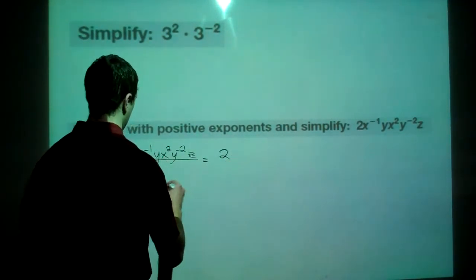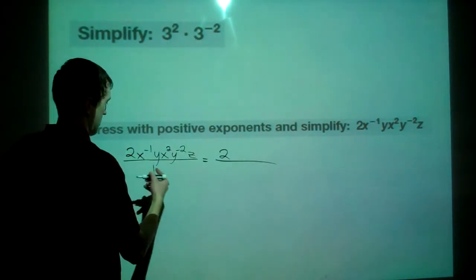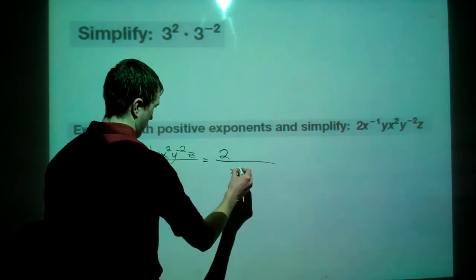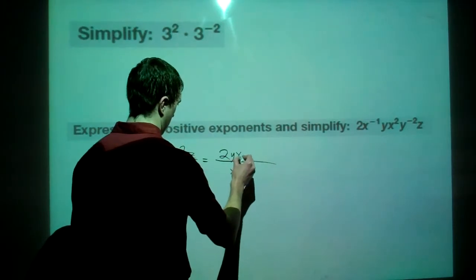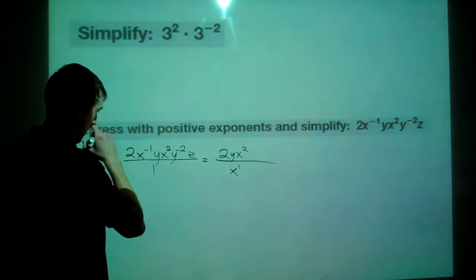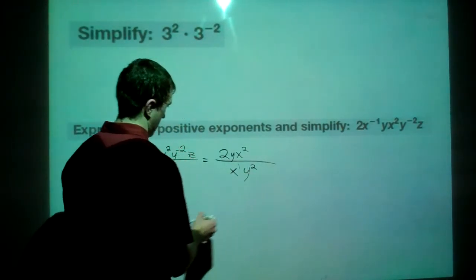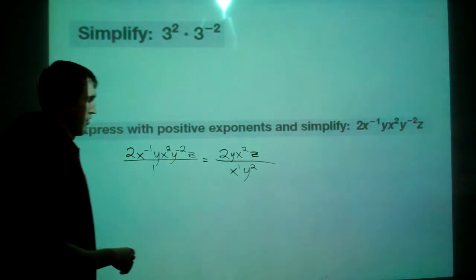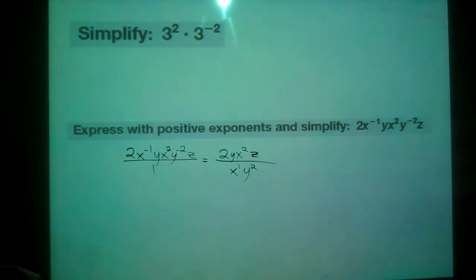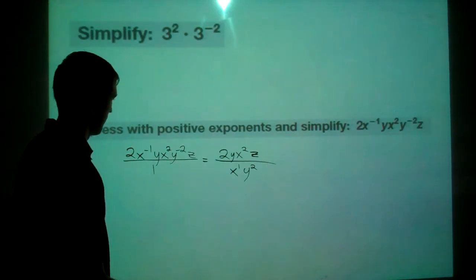Okay. And what we can do is anything that's negative we can drop to the bottom and turn it positive. So this means 2, and x goes on the bottom here, x to the first on the bottom. And y x squared stays up here because that's already positive. y to the negative 2 drops down and that becomes this. And then we have a z left over here. So basically anything to the negative power switches to the bottom and turns positive.